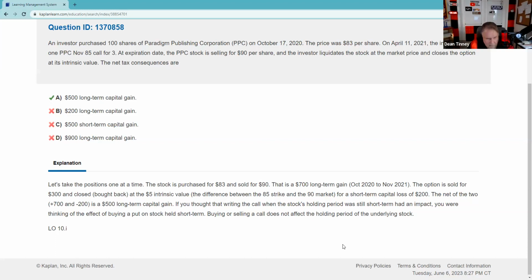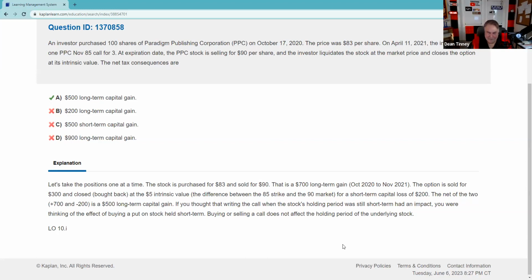All right, let's see what our friend Bill James tells us as a rationale. Let's take the positions one at a time. The stock is purchased at 83 and sold for 90. That's a long-term capital gain. Did I miss something in the question? At expiration date, I'm not sure why he's telling us we sold. Oh, this is Kaplan phraseology. They're saying we sold the stock and we closed the option. That is not what would happen. What would happen is this would get called away from you.